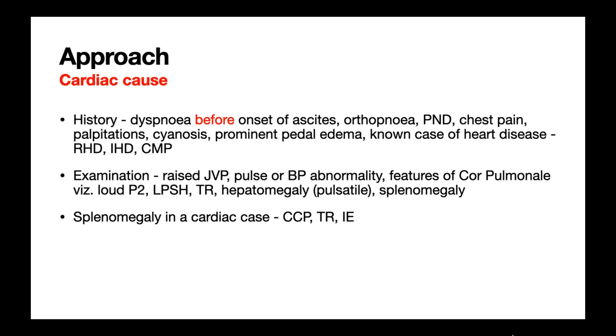When you examine such a patient, you will find some pulse or BP abnormality. The JVP will be raised. And if there is TR, then you will find a prominent V wave. Then other features of cor pulmonale on examination of the precordium, like loud P2, left parasternal heave, the murmur of tricuspid regurgitation, hepatomegaly, which may be pulsatile, and then splenomegaly. So this is one small dictum: if you have splenomegaly in a patient of heart disease, then three things become very important. Chronic constrictive pericarditis, tricuspid regurgitation, which may be organic or functional, and infective endocarditis. So remember this, cardiac disease with splenomegaly, think of these three things.